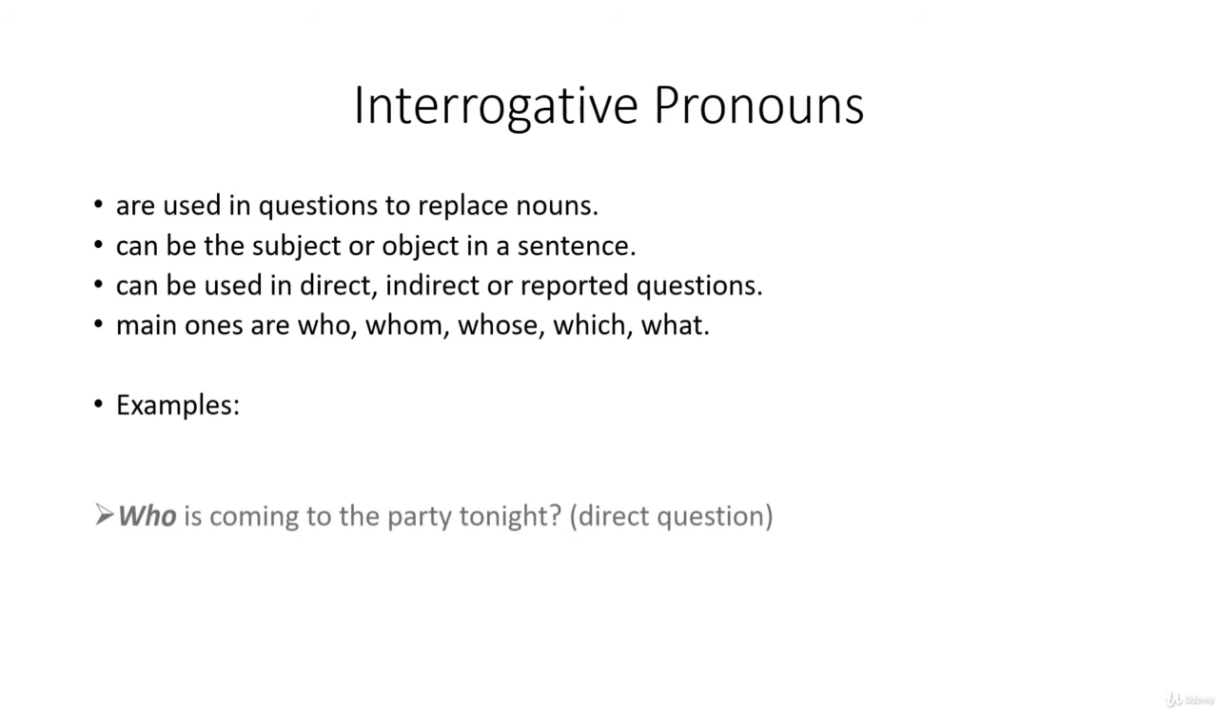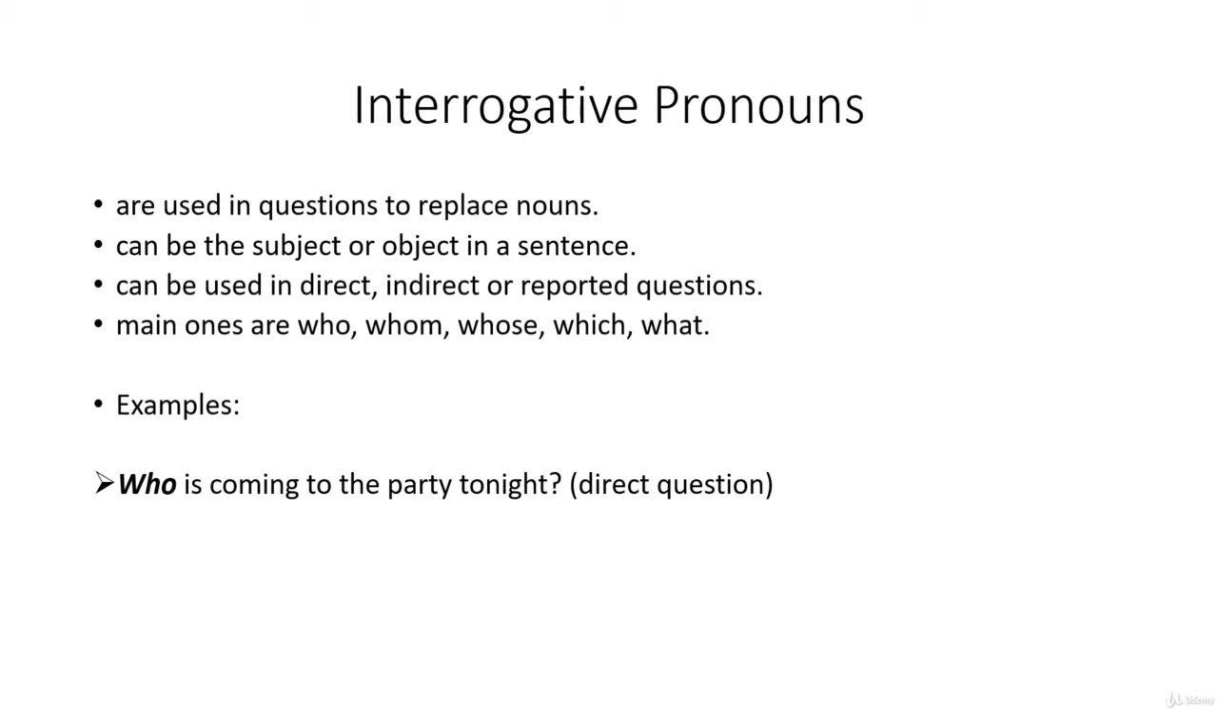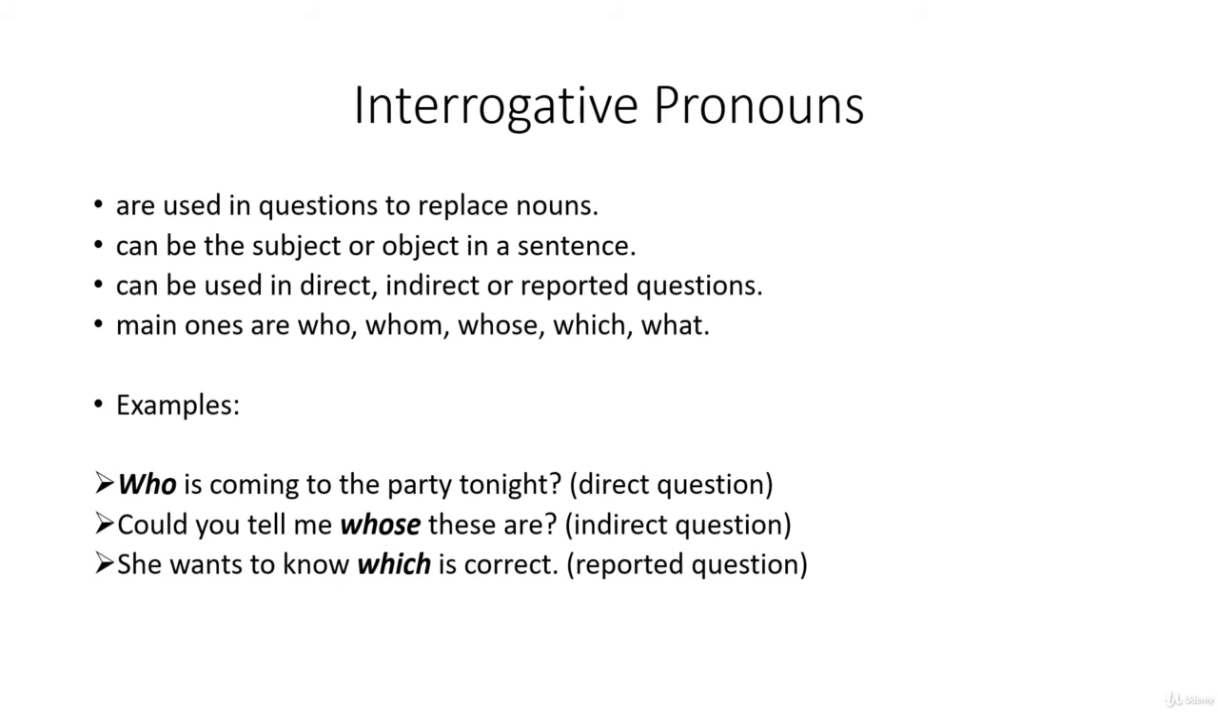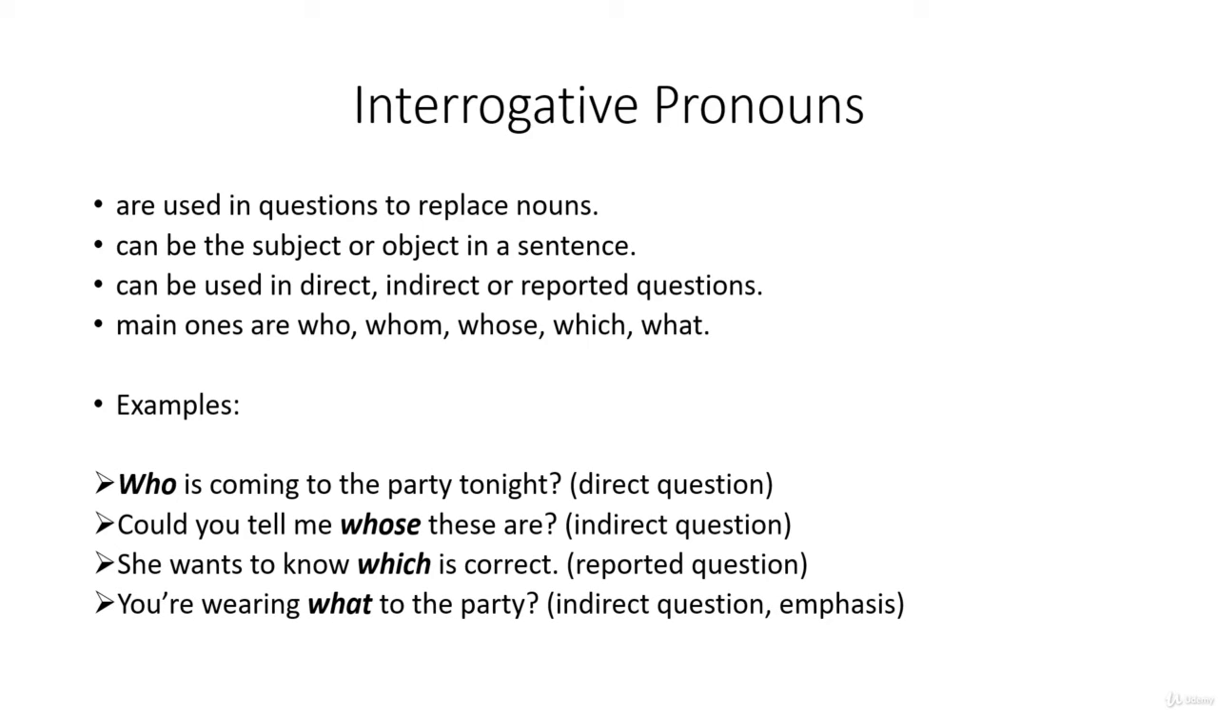Some examples. Who is coming to the party tonight? That's a direct question. Could you tell me whose these are? Is the indirect question. And a reported question, she wants to know which is correct. And an indirect question to give emphasis, you're wearing what to the party? In other words, someone has decided that what they're going to wear to the party is not a good idea, and they're kind of emphasizing, you're wearing what?